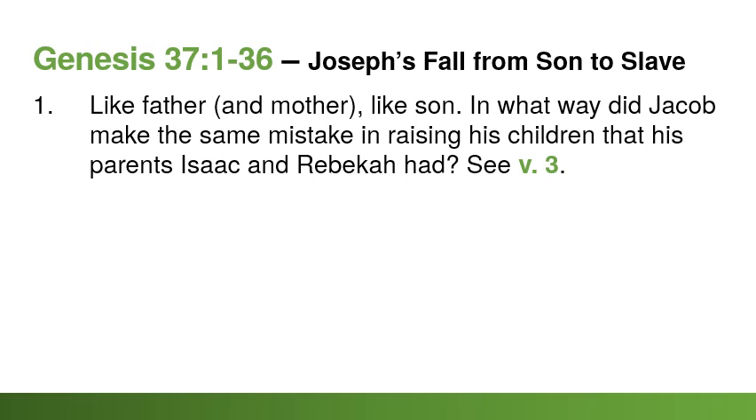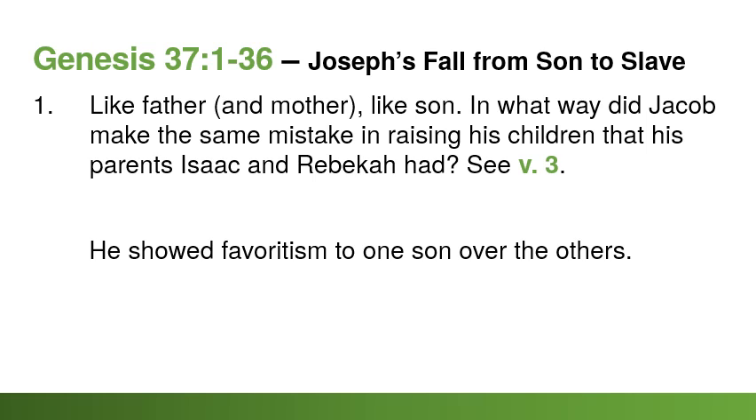And that's a good reminder to all parents that your children are always watching, always learning, and they pick up your good habits and also your bad habits. In this case, Jacob ends up showing favoritism just like his parents had. He shows favoritism to one son over the others. Joseph becomes his favorite son. And that's going to cause a lot of problems here.